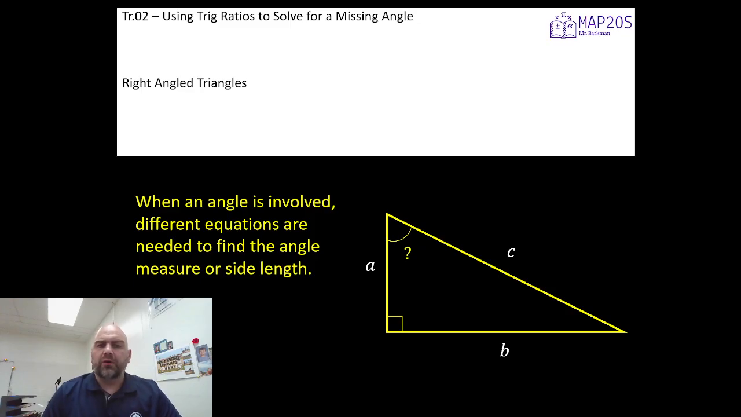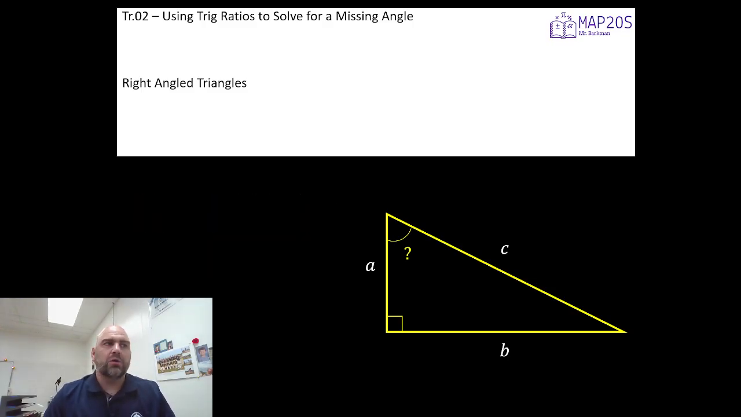When an angle is involved, different equations are needed, and we're going to use ratios in this case, to find the angle measure or side length of a specific triangle. In this lesson, we're going to look specifically at right angle triangles, but we can move on and use these for different and more complex triangles as we get more comfortable with these ratios. We're also going to need a different labeling system to solve these types of problems. A, B, and C are no longer going to be used. You can still use them for the Pythagorean theorem, but not when we talk about trig ratios.